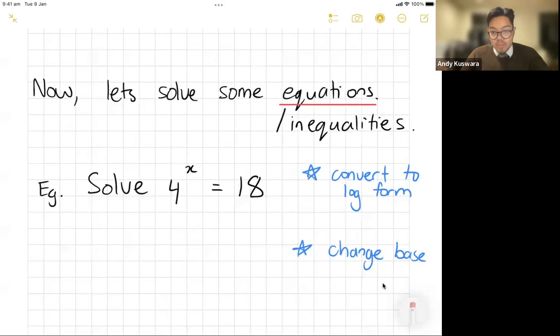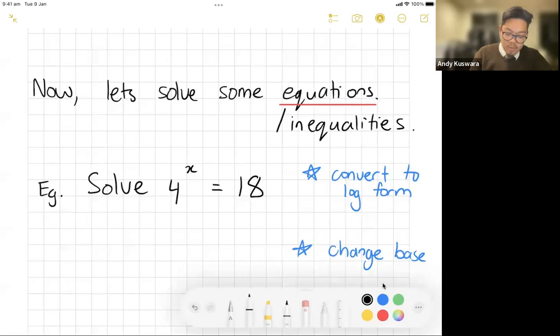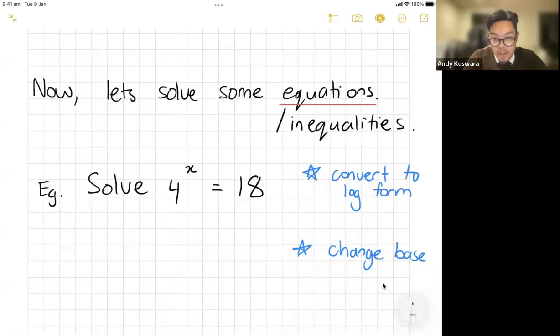Now let's talk about solving some equations or inequalities where you can work on this. So the first one is I'm trying to solve for 4 to the power of x equals 18. Now, usually we wouldn't be able to solve this, we'd have to guess and check. But now we have logs. I'm going to use logs in my favor. Generally, we want to convert it to log form. That's kind of what it's for. And then if I want to be more specific, then I would change the base.